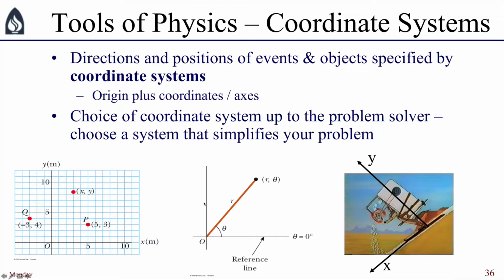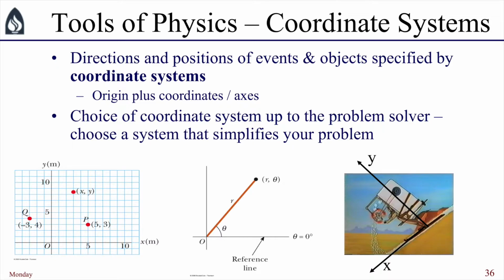So for example, many problems will be solved using a Cartesian coordinate system, where you have x and y axes, and objects are at locations specified by x and y coordinates.